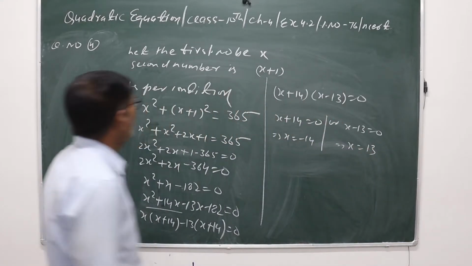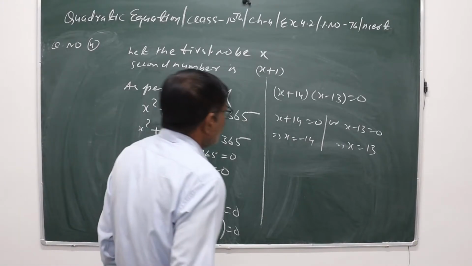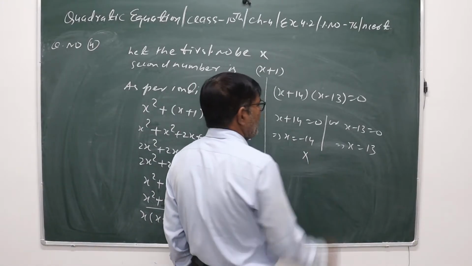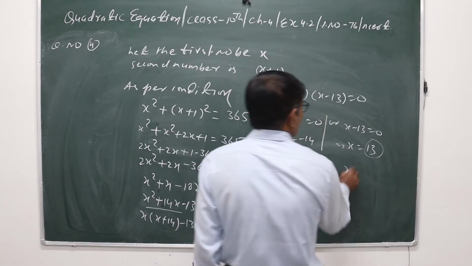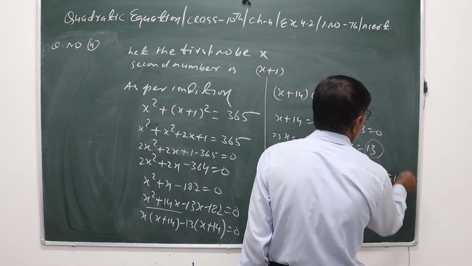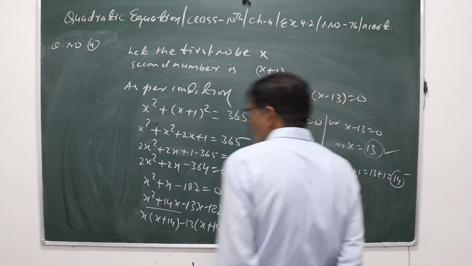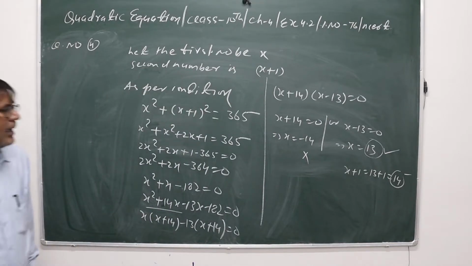So there are two roots of the given equation. This is a positive integer, so minus 14 is not possible. So the first is 13, then the next, x plus 1, will be 13 plus 1, that is equal to 14. So these are the two consecutive positive integers whose sum of squares is equal to 365. Please pause the video in order.